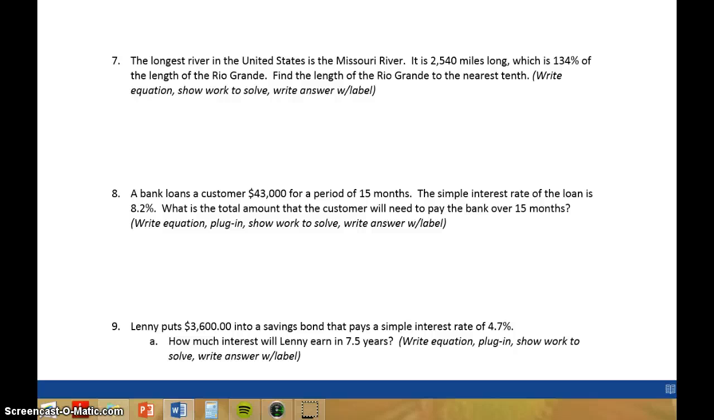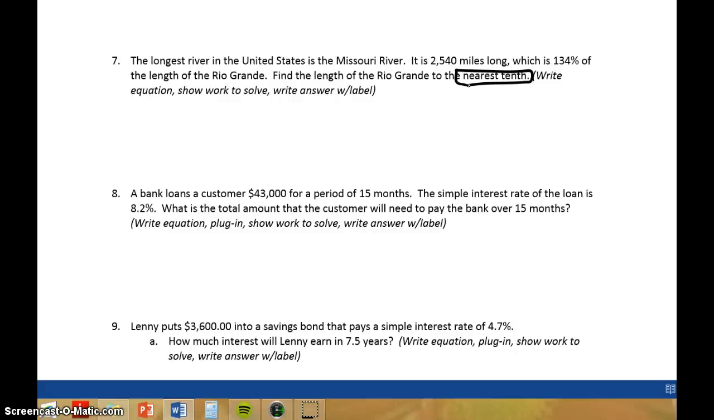The longest river in the United States is the Missouri River. It is 2,540 miles long, which is 134% of the length of the Rio Grande. Find the length of the Rio Grande to the nearest tenth. It's important there, so I'm going to box that. Now I know that the Missouri River is the longest river, so my answer for the length of the Rio Grande should be smaller than 2,540.